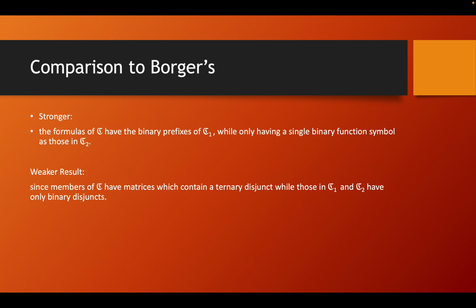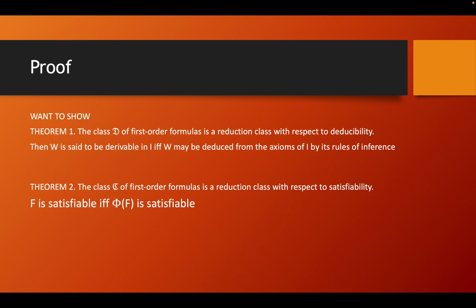It is stronger in the sense that the formulas of C have the binary prefixes of C1 and only have one of the binary functions of C2. However, it is also a weak result, like I mentioned, because of the ternary disjunct from C1 to C2. So it is not really an improvement, it is just a different take on the problem. And once again, after he defined the model, he goes straight to proving it. He develops another 5 lemmas and then the 2 theorems.